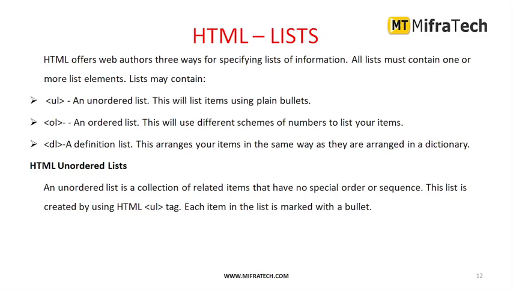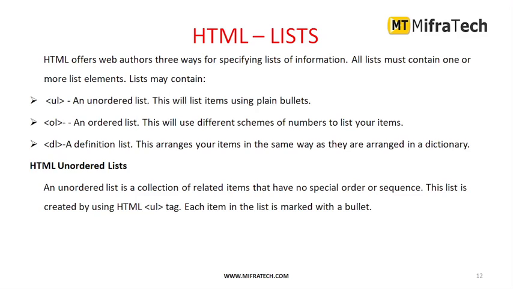It will list with plain bullets. Ordered list, this will use different schemes of numbers to list your items. Definition list, this arranges your items in the same way as arranged in a dictionary.